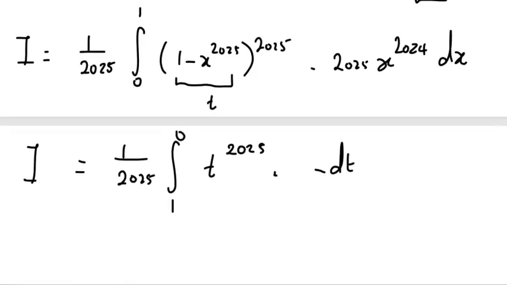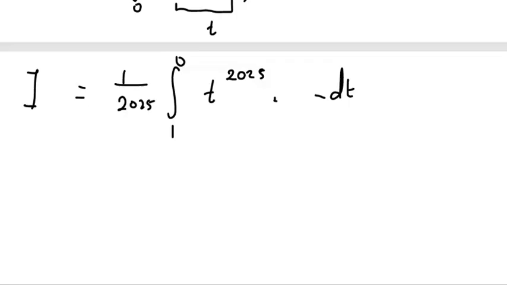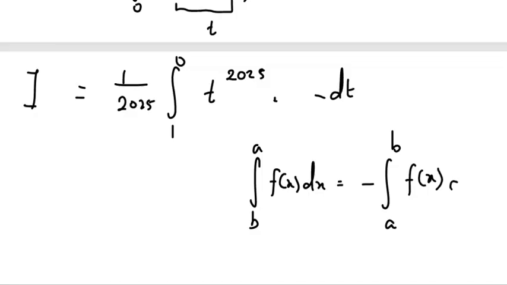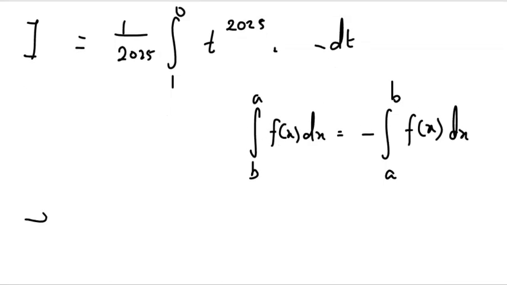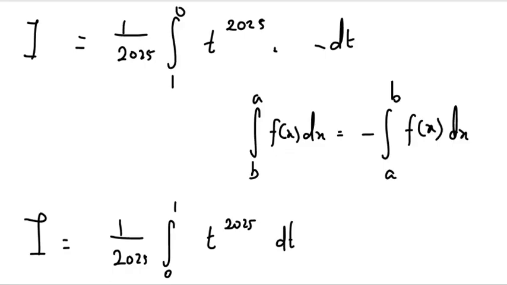Now let us use this nice standard integral property. We know that the integral from b to a of f of x dx is equal to negative the integral from a to b of f of x dx. So we switch the limits and the negative sign vanishes. So our I is equal to 1 divided by 2025 multiplied by the integral from 0 to 1 of t raised to the power of 2025 dt.